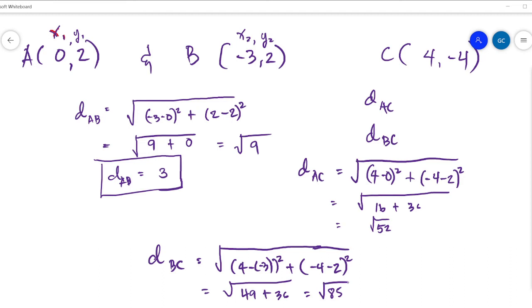So we have here the square root of 85. Also have no lower term. So we have here the square root of 35 is the distance between points B and point C.